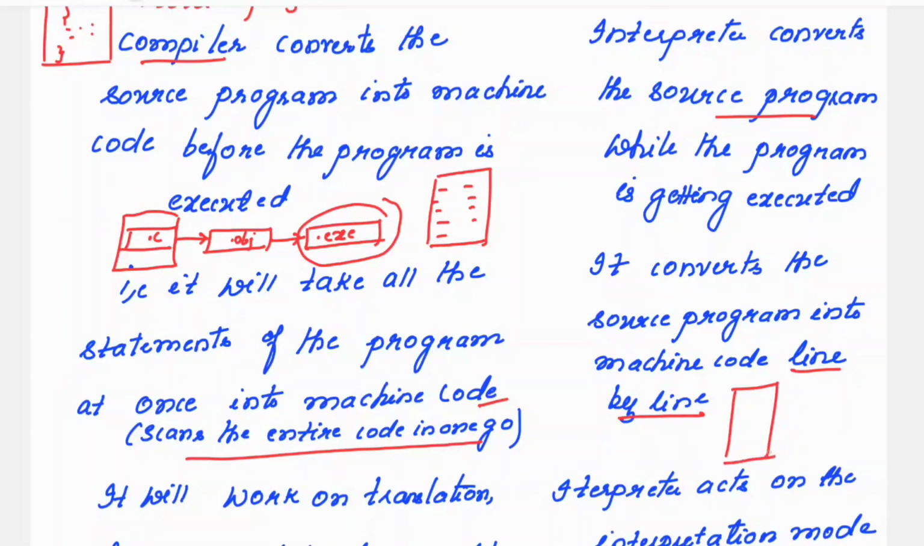Suppose this is the program, high level language or the source program, then the interpreter takes the first line, converts that particular line and executes it. So line by line the execution is happening here. Whereas in case of a compiler, the complete set of lines is first converted into object code and then it gets executed. Whereas here line by line the conversion takes place as well as the execution.